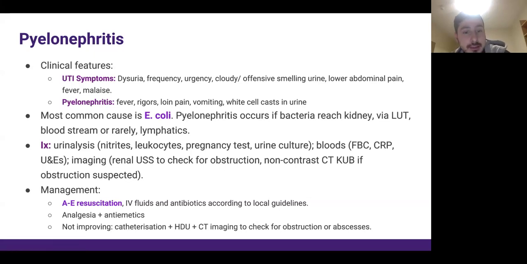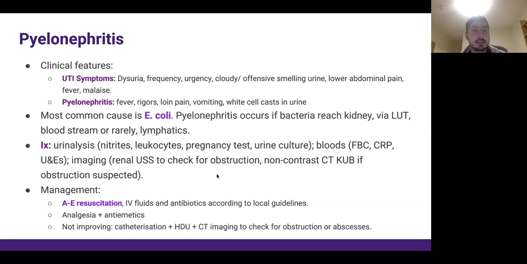So what investigations do you want to do? You'll start with urinalysis as always to check for nitrites, leukocytes, and you'll send a urine MC&S. You do some bloods, inflammatory markers, and to check the renal function, U&Es. And you might also want to do imaging to see if there are any anatomical abnormalities causing this infection. So a renal ultrasound might be useful.